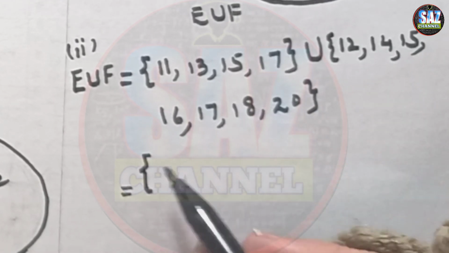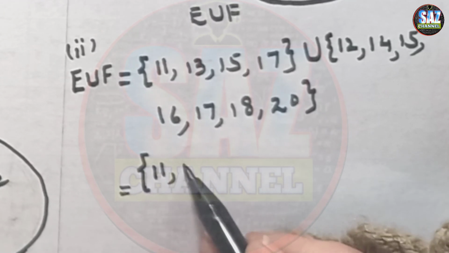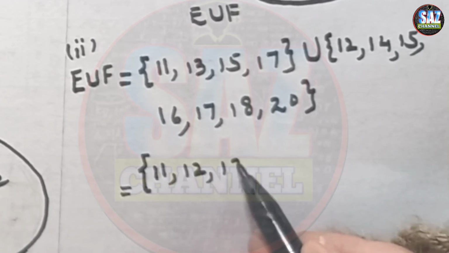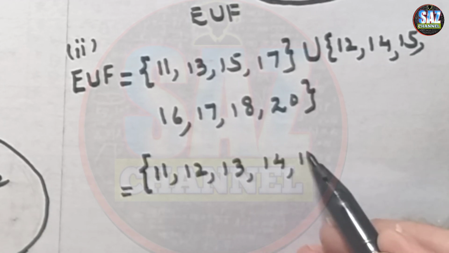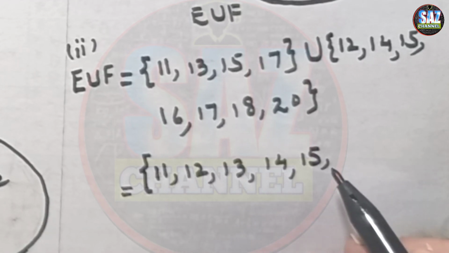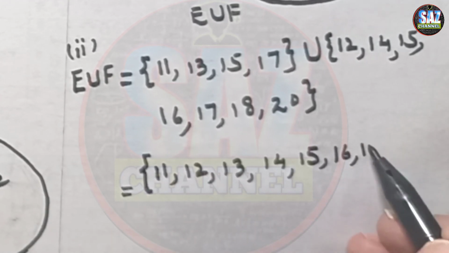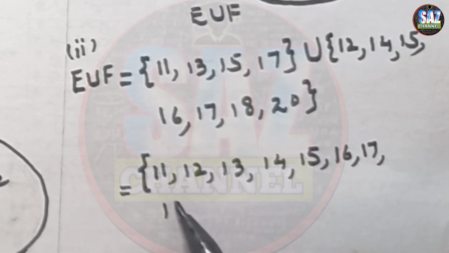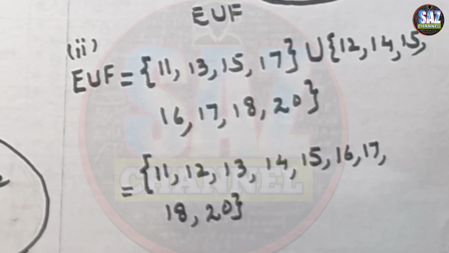So for the union, I have to write the elements in sequence: 11, 12, 13, then 14, then 15 is coming at both places, so we are not going to write it twice, 16 from this set, and then 17, 18 and 20. I hope you are clear about this lesson.